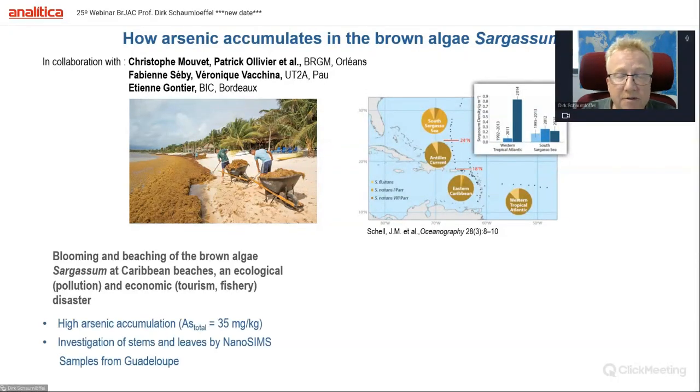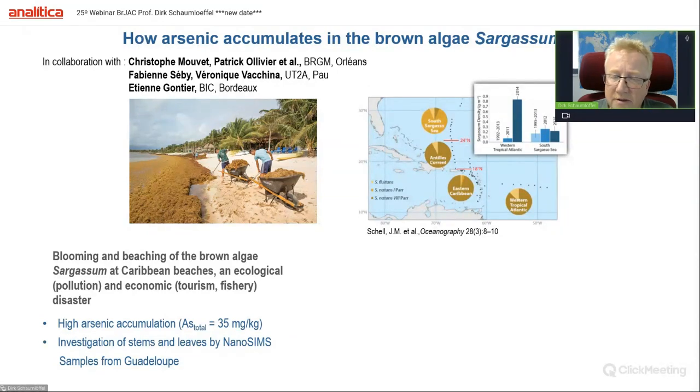And these algae, the problem is they show a high arsenic accumulation, up to 35 milligram per kilogram. That means compared to the seawater, where there's a very low arsenic concentration, about 10,000 times accumulation of arsenic. And we wanted to investigate the stems and leaves by NanoSIMS.